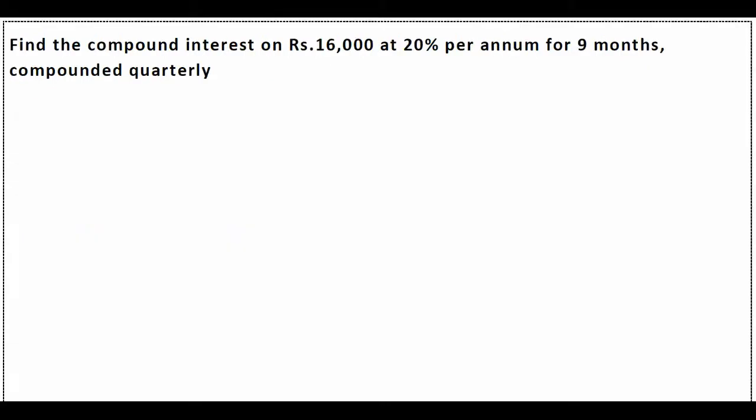So, compound interest. Find the compound interest on rupees 16,000 at 20% per annum for 9 months, compounded quarterly. We know the compound interest formula. The base formula is P into (1 plus R by 100) to the power of N, minus P. Many students forget to put this minus P. We have to subtract the principal. If you don't subtract the principal, this will be your amount. So if you solve, you get the amount. When you subtract the principal, you get the compound interest.